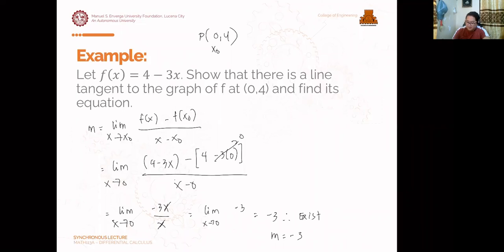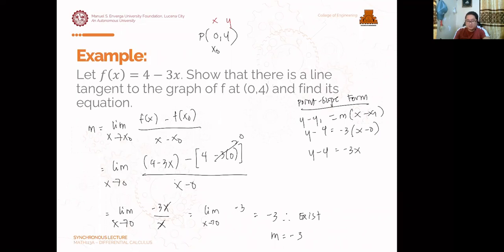Okay? Then once na meron na tayong slope, gagamit lang ulit tayo ng point slope form. Okay, so y minus y sub 1 is equal to m times x minus x sub 1. We have y minus 4, ito yung x natin, ito yung y, is equal to negative 3 times x minus 0. So that will be y minus 4 is equal to negative 3x. Change to standard form lang, we will have 3x plus y minus 4 is equal to 0, which is the equation required for this particular problem. Okay?